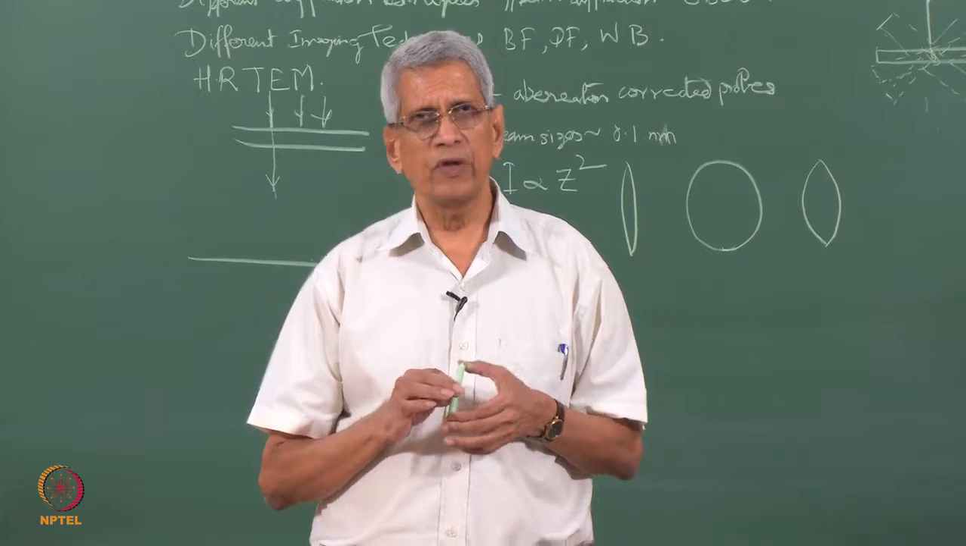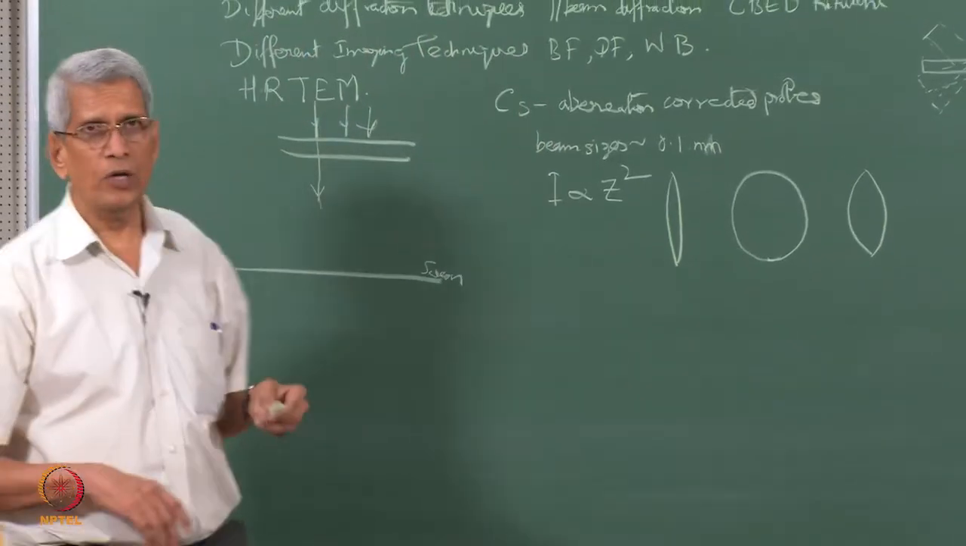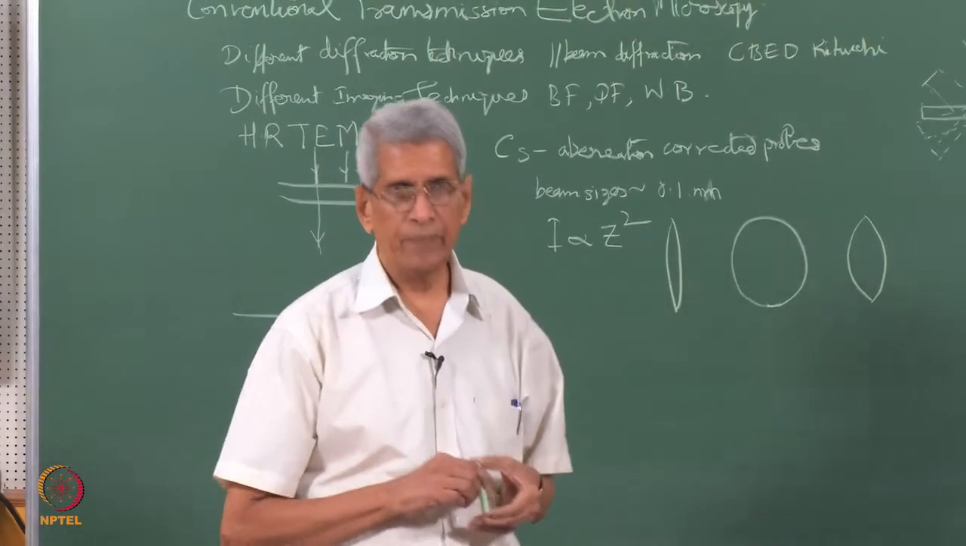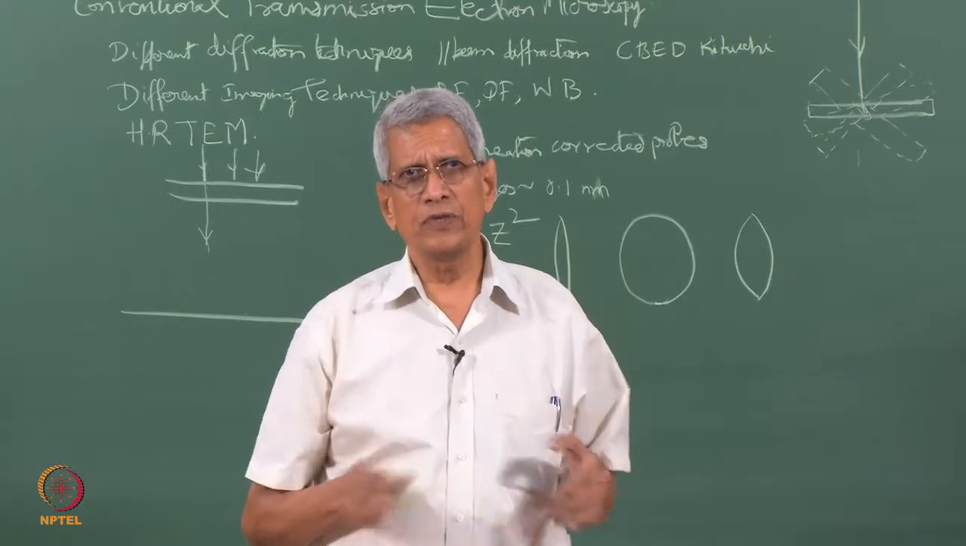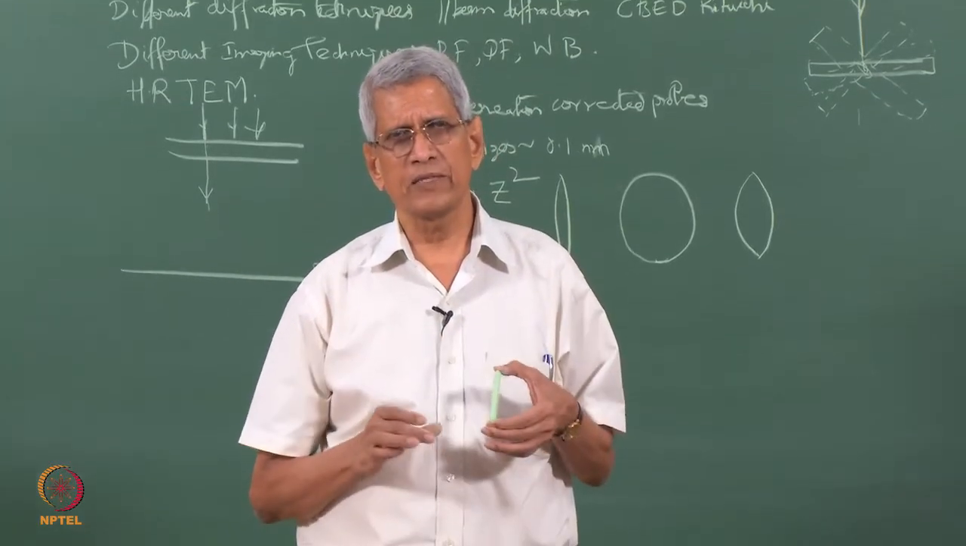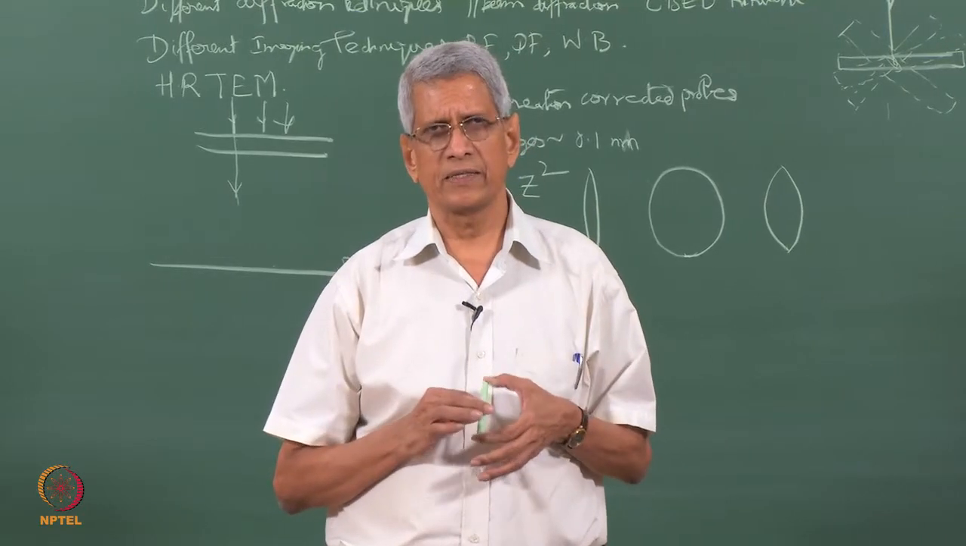We know that with a conventional electron microscope, when we want to look at a sample, the lenses which we use, especially the objective lens, all the lenses are electromagnetic lenses.